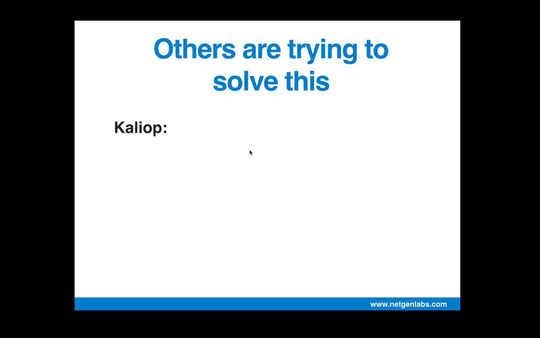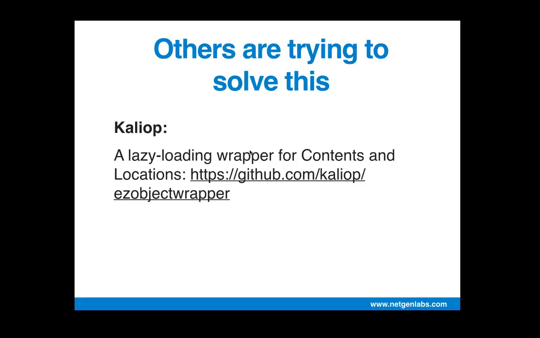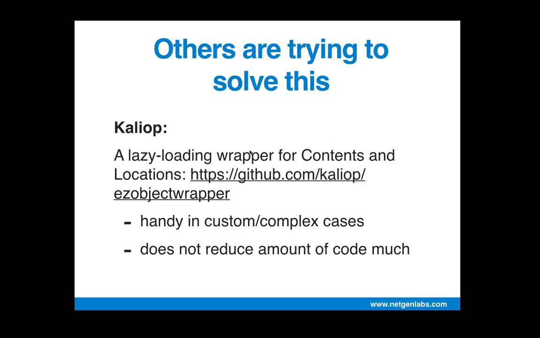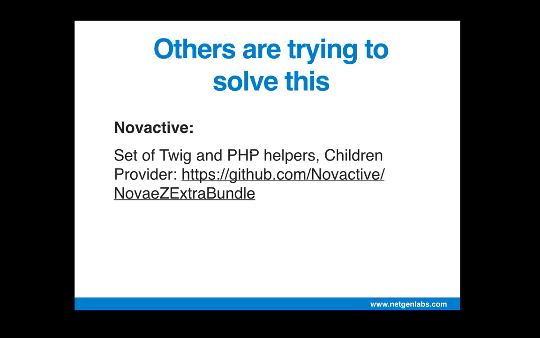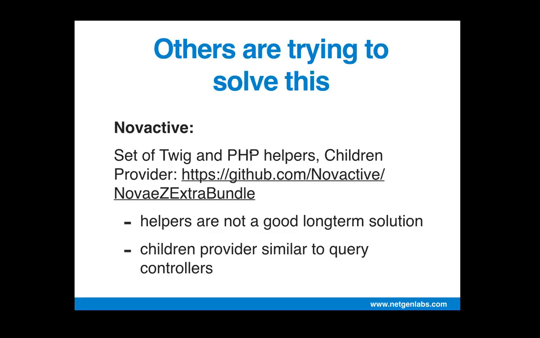Again, there's a couple more. Calliope did a lazy loading wrapper for content and locations. It's probably very handy in custom complex use cases, but doesn't reduce the amount of code that much because you're still in the PHP code to do maybe some simple things. Then Novaactive is also doing a set of Twig and PHP helpers. They are doing a children provider and stuff like that. Helpers are not a good solution, at least in our opinion. Children provider is something similar to query controllers, so it feels like duplicating work.